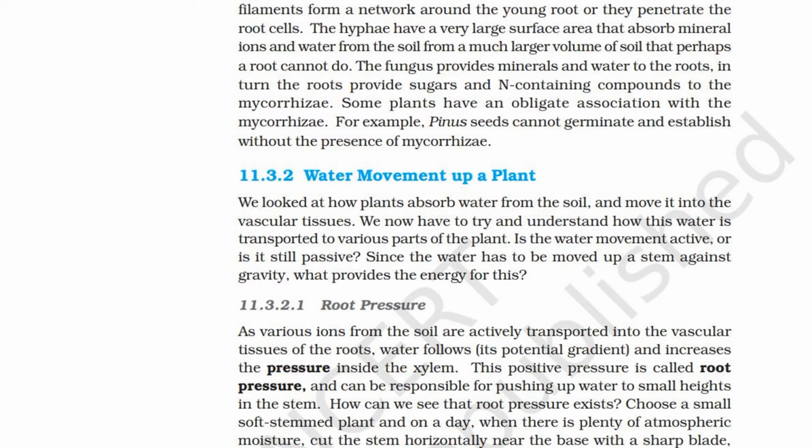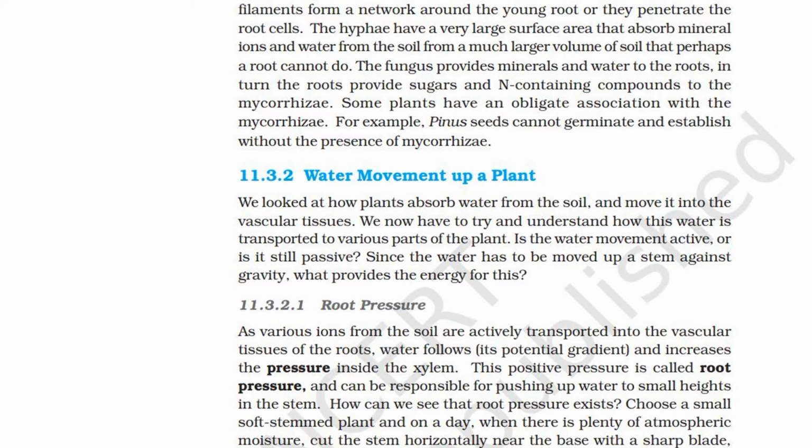Water movement up a plant. We looked at how plants absorb water from the soil and move it into the vascular tissues. We now have to try and understand how this water is transported to various parts of the plant. Is the water movement active, or is it still passive? Since the water has to be moved up a stem against gravity, what provides the energy for this?